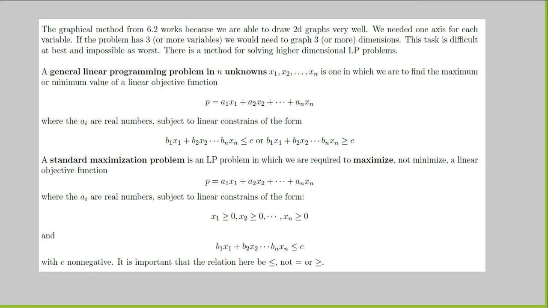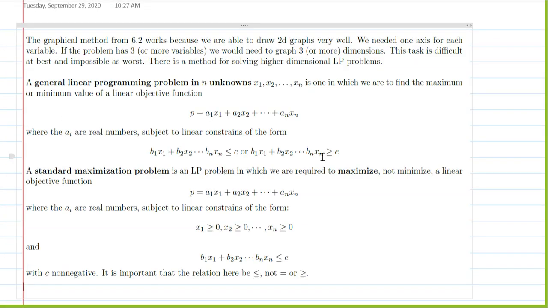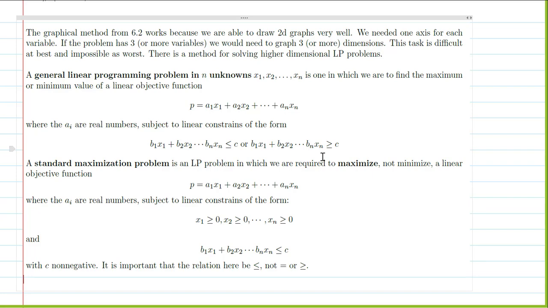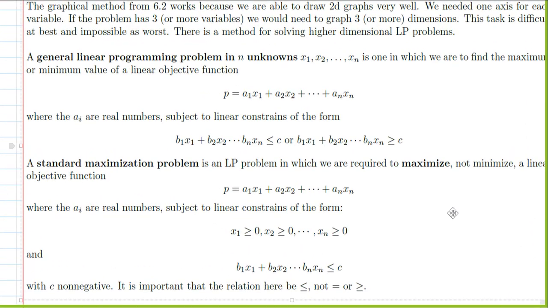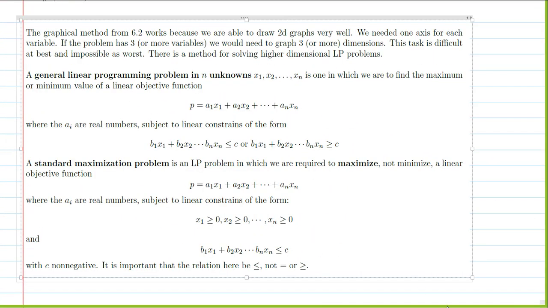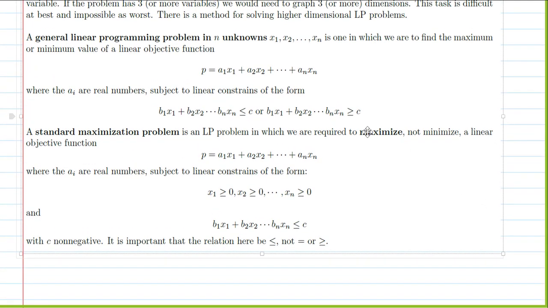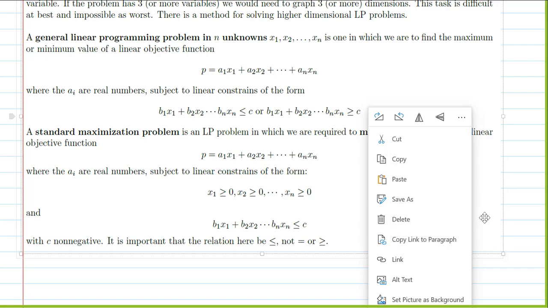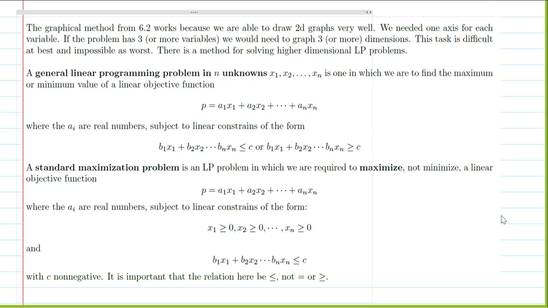So the graphical method that we used in 6.2 works well when we only have two variables, because we can draw a 2D picture. We need one axis for each variable. If our problem has 3 or more variables, we would need to draw a graph in 3 or more dimensions. And that is difficult, if not impossible, to do. So we're going to come up with another method for resolving linear programming problems.